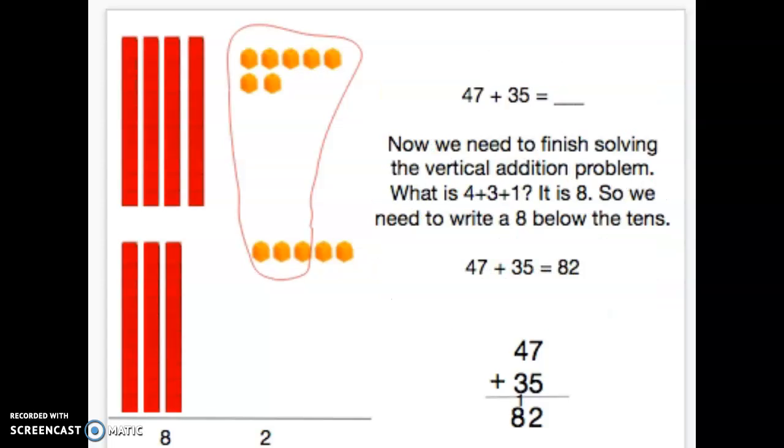Now we need to finish solving the vertical addition problem. What is 4 plus 3 plus 1? It is 8. So we need to write an 8 below the 10s. So 47 plus 35 equals 82.